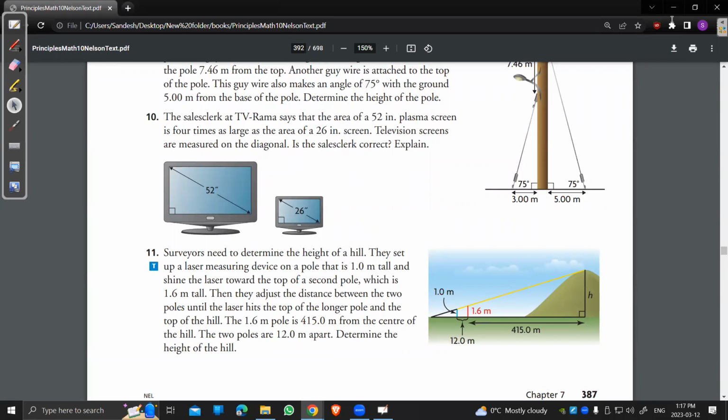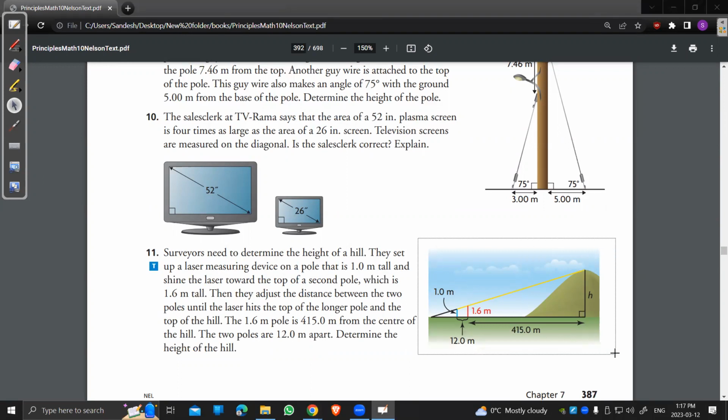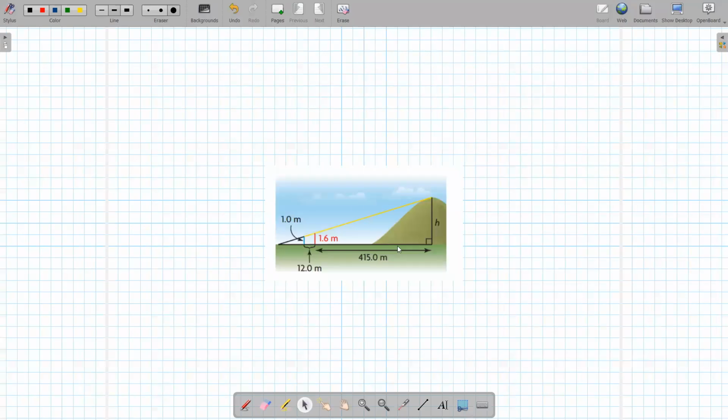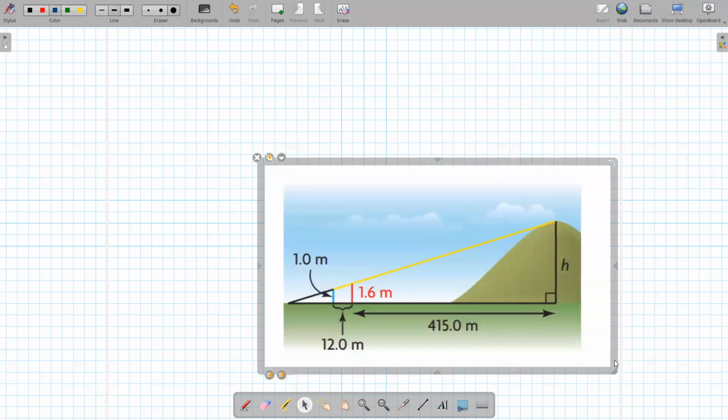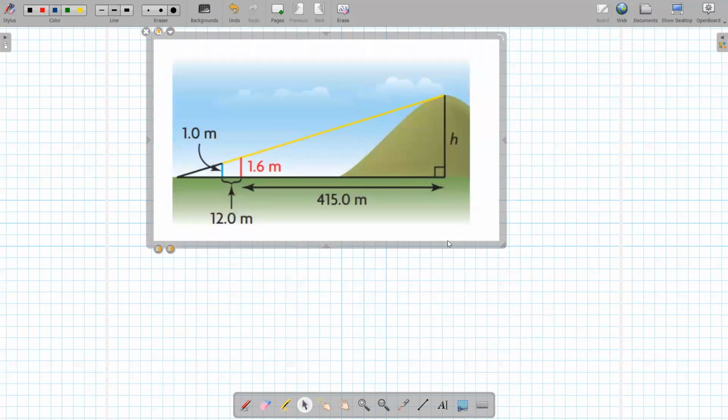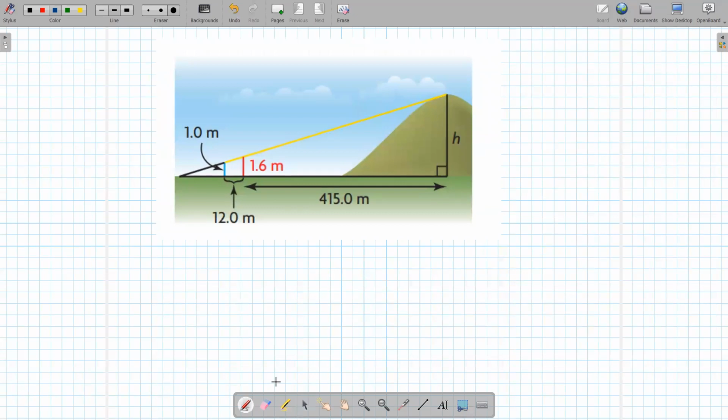What is this question asking us? Determine the height of the hill. Okay, they've given us everything. I don't know why they made the diagram, but they made it. Okay, we're going to assume that they're similar because this angle is the same for both of them and they both have a 90, so they are for sure similar.